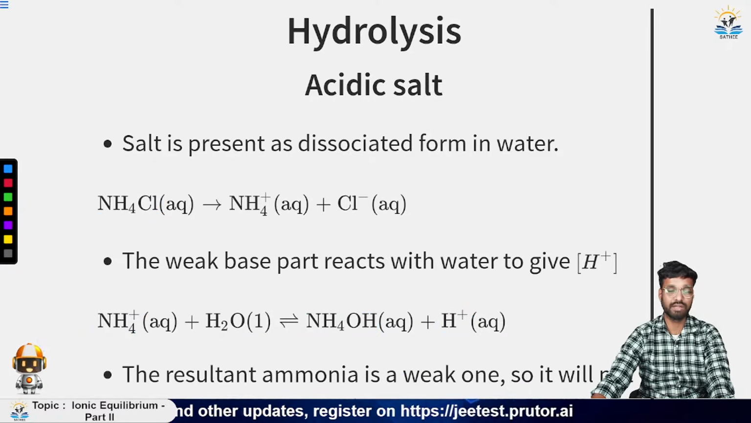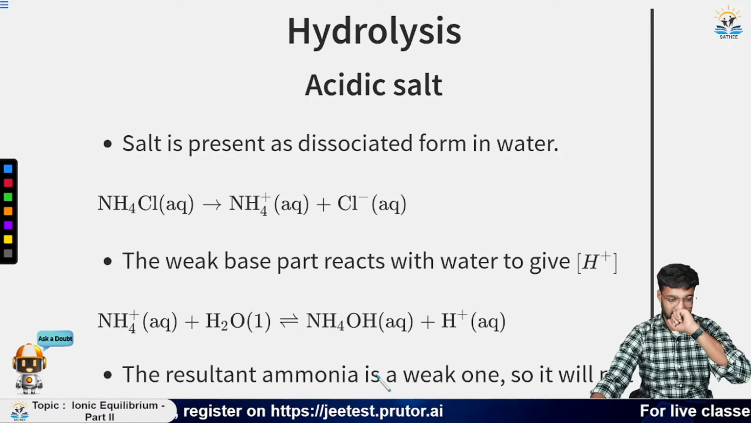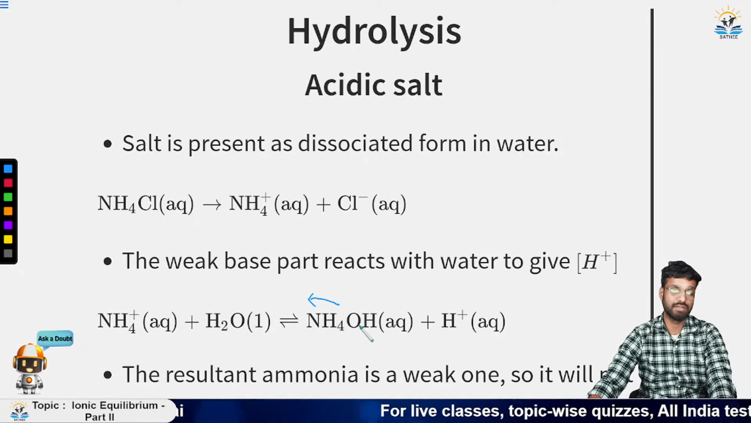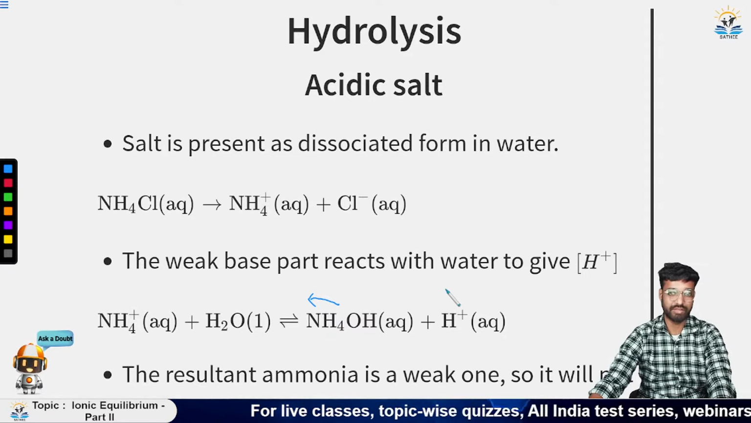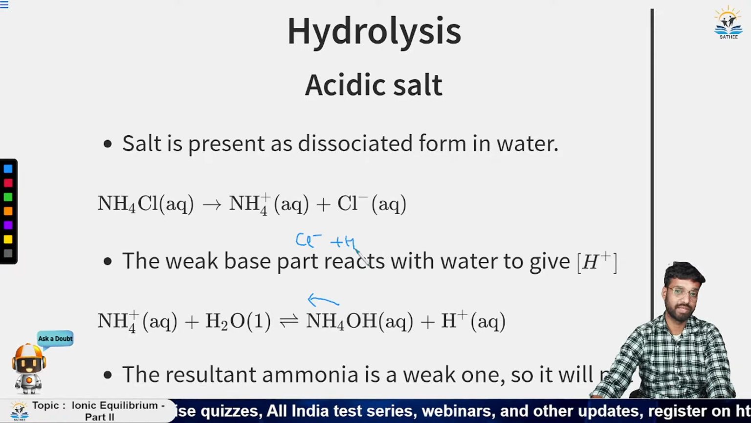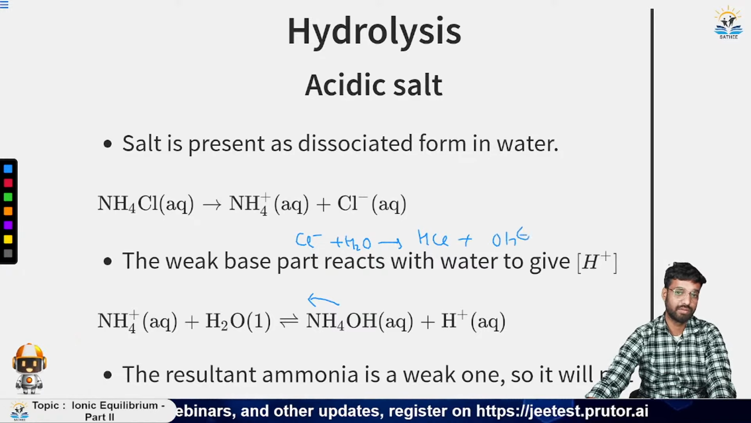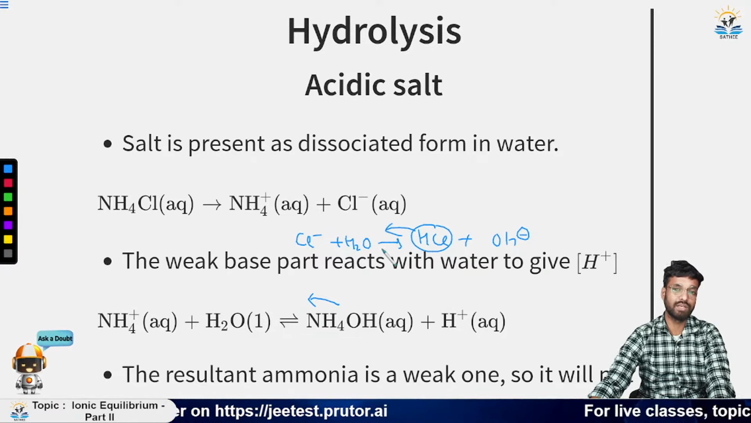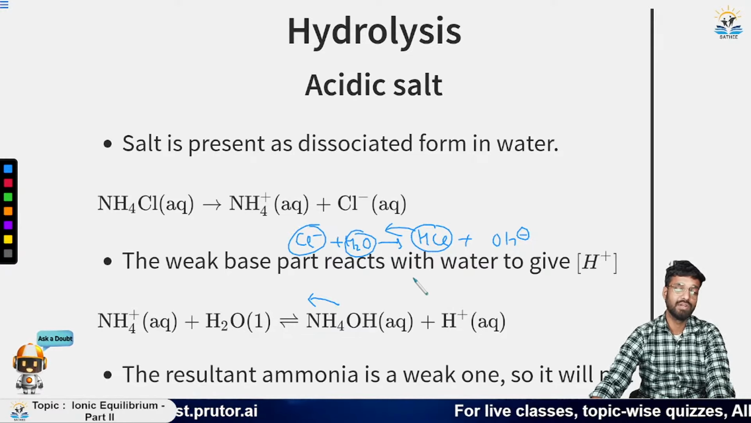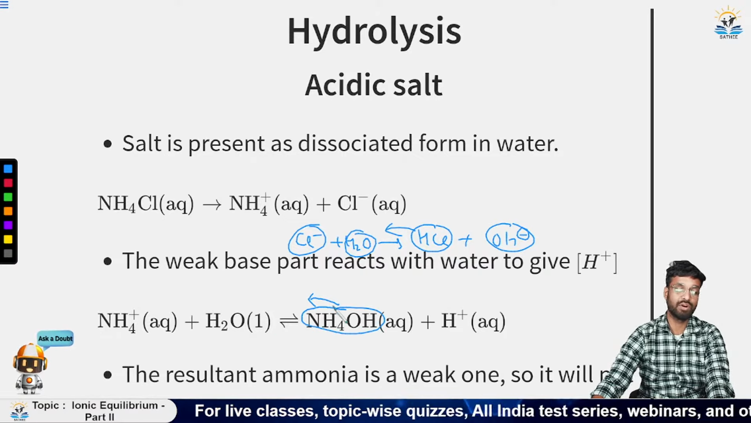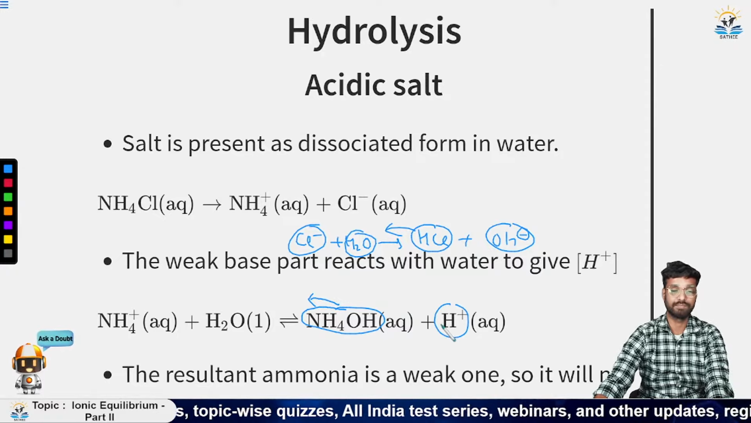The same thing is written here: the resultant ammonia is a weak one, so it will not revert back, or go in this direction as much as any other salt would have, or as any strong acid or strong base would have. In case of Cl minus, Cl minus plus H2O would have given HCl plus OH minus. But we know very well that HCl is in dissociated form, so it will quickly revert back to Cl minus and H2O, and we will not see any OH minus jump. But in case of NH4OH, which is a weak base, it will not revert back easily, and we will get a jump in H plus ion.